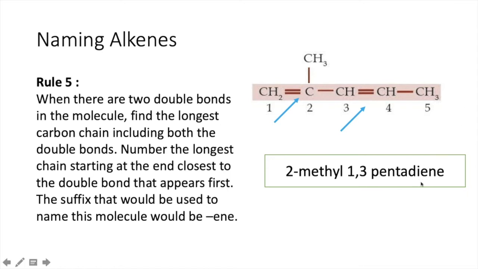Why pentadiene? Because it has 2 double bonds in the long chain of the alkene. Penta means it has 5 carbons in the chain.